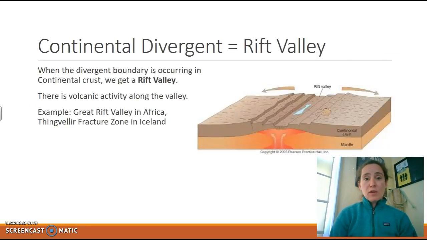Continental divergent. If you have continental crust pulling away from each other, you end up with a rift valley. There's volcanic activity that's occurring along this valley. You may also get water attaching here. Examples are the Great Rift Valley in Africa, as well as the Thingvellir fracture zone in Iceland, because again, Iceland's on that mid-ocean ridge, but it is continental crust right there.